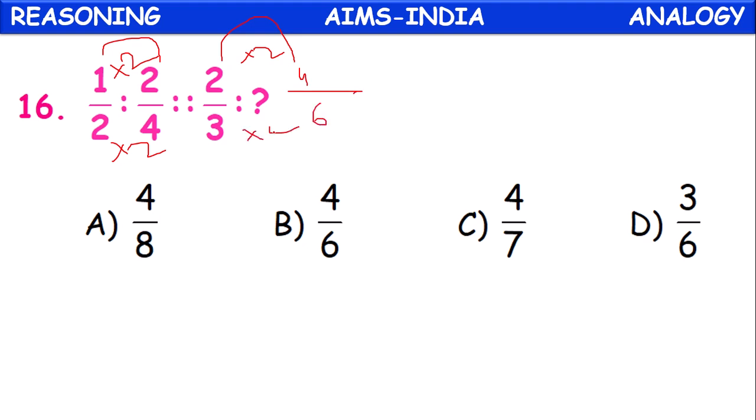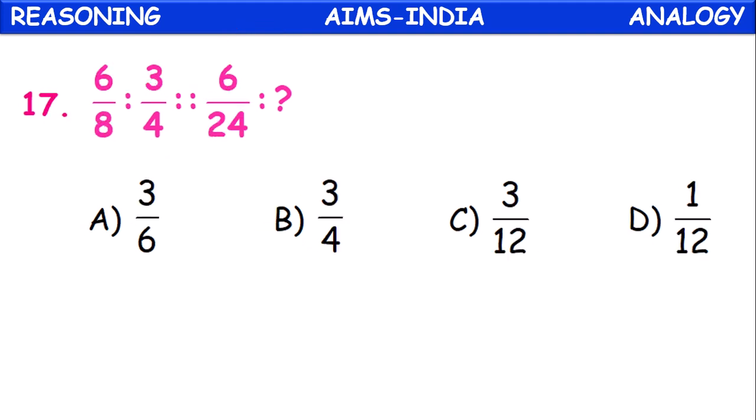So 1 by 2 is related to 2 by 4. So means 1 into 2, 2 into 2. Then 2 by 3 is related to what? 2 into 2, 4. 3 into 2, 6. Means with the same number we have to multiply both numerator and denominator. So 4 by 6 is the answer.